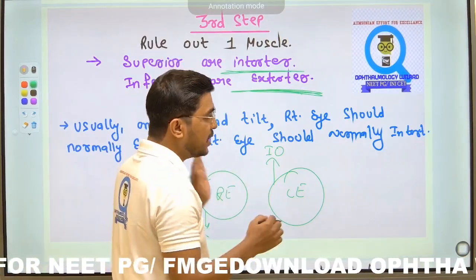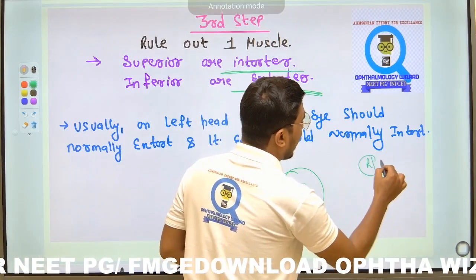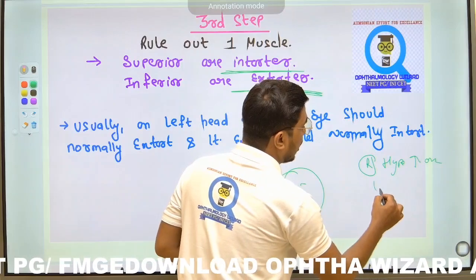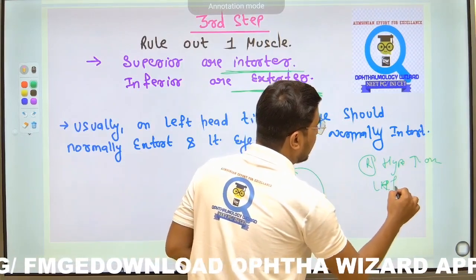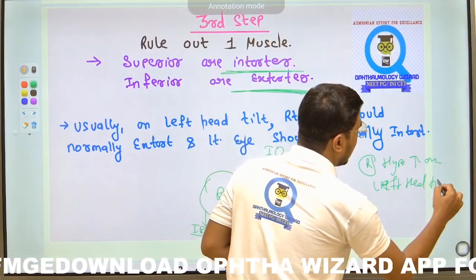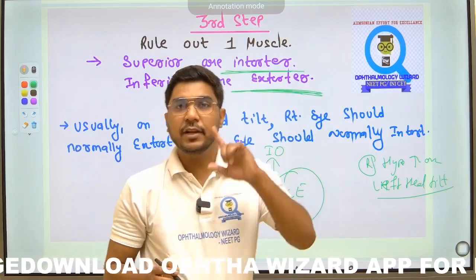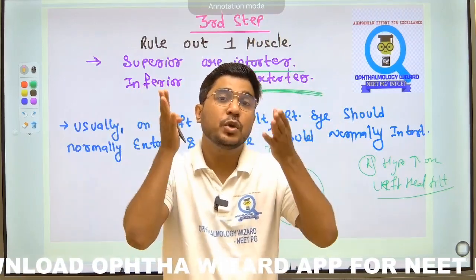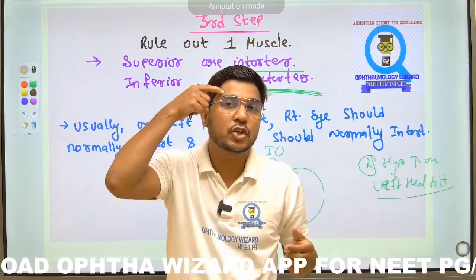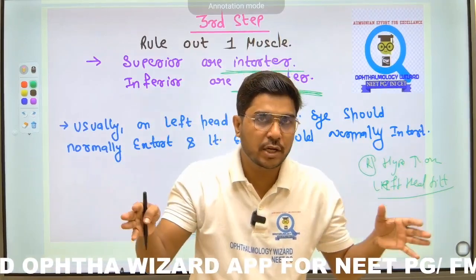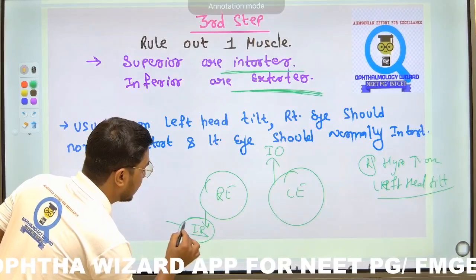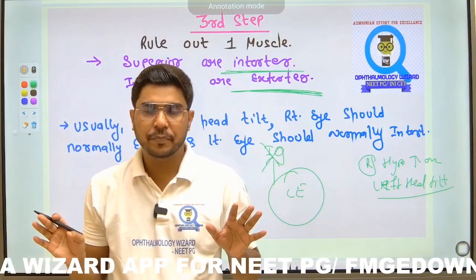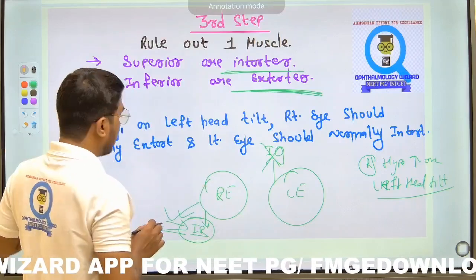Since in this question right hypertropia increases on left head tilt, on left head tilt the left eye is intorting and the right eye is extorting. Which eye is extorting? The right eye is extorting, and inferior are extorters. So the answer will be this. This is ruled out. Now this is the answer.